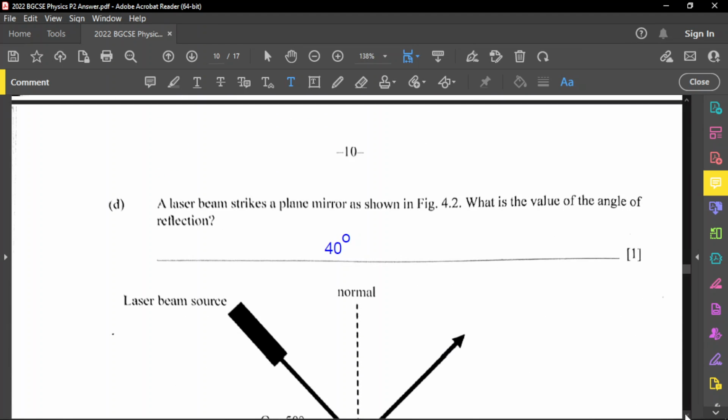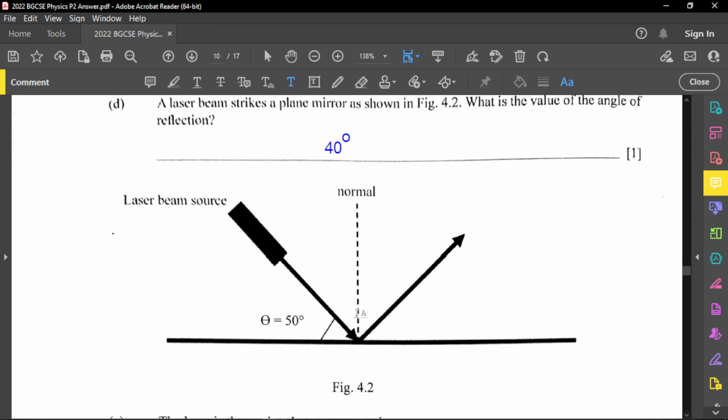All right, for the next part of the question now, a laser beam strikes a plane mirror as shown in figure 4.2. What is the value of the angle of reflection? And so we must first determine the angle of incident. This is not the angle of incident, by the way. The angle of incident is right here. I could just mark it off real quick. So the angle of incident is right here. And so if here is 50, then here must be 40 because it makes 90 degrees. And so the law of reflection states that the angle of incident must equal the angle of reflection. And if angle of incident is equal to 40, then the angle of reflection must also equal 40 degrees. All right.